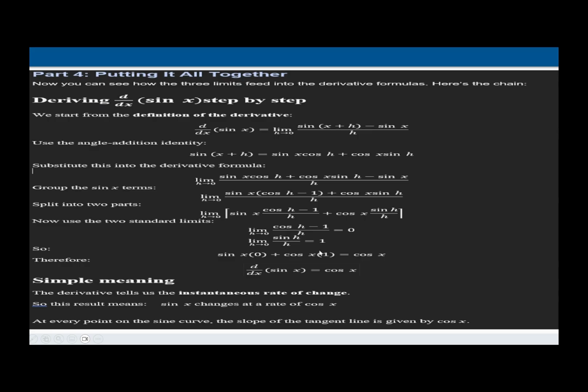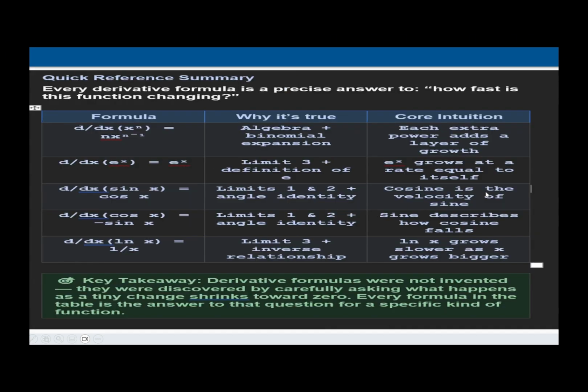When we looked at the Ferris wheel, we just talked about the way of explaining it, but when you go to calculate, we can see it very clearly here. Simply put, the derivative tells us the instantaneous rate of change. So this result means sin x changes at a rate of cos x. At every point on the sine curve, the slope of the tangent line is given by cos x. Quick reference summary: every derivative formula is a precise answer to how fast this function is changing.